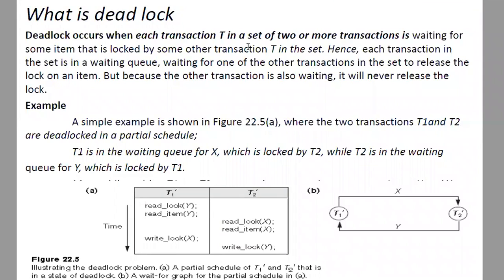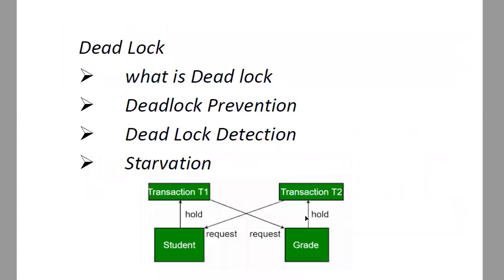It is vice versa, and each transaction in the set is in a waiting queue, waiting for one of the other transactions in the set to release the lock on an item. Unless the lock on a particular data item is released, the waiting transaction may not access that data item. But because the other transaction is also waiting, it will never release the lock, since it is waiting for its own transaction to be completed.